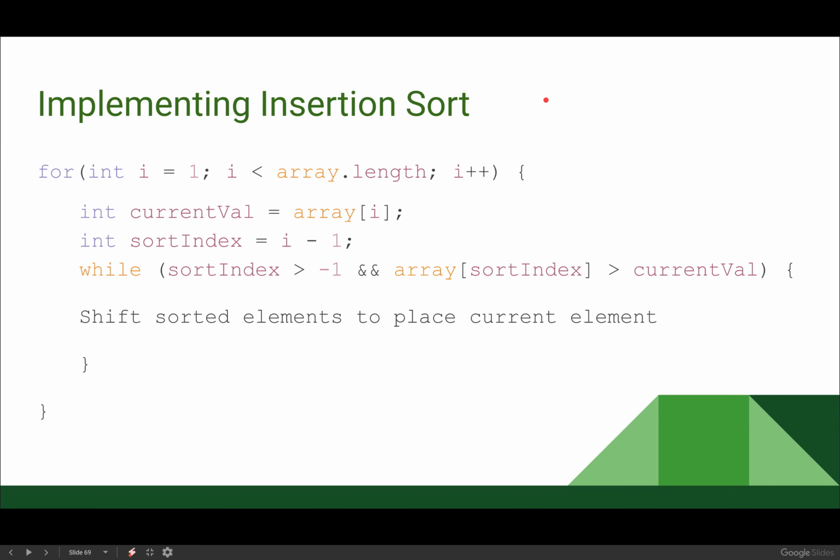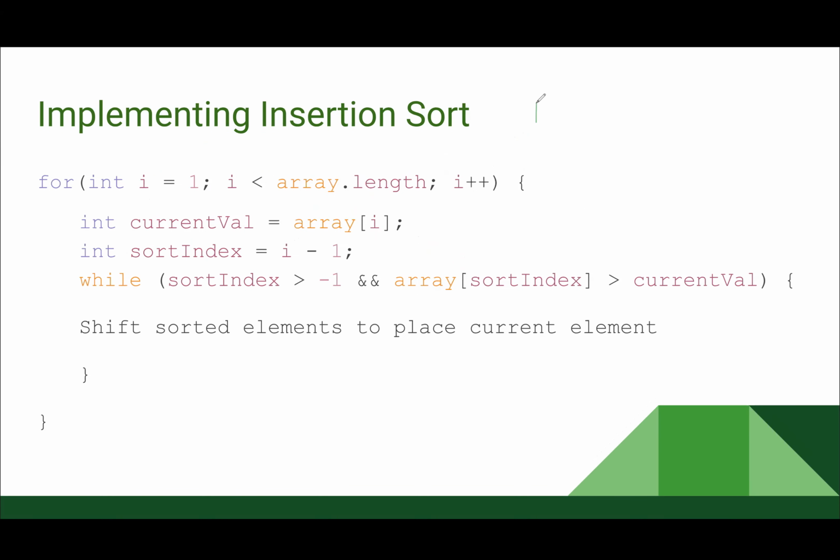So let's say I have 1, 3, 9, 8, 7, for example. So let's say we have already sorted those two into place. We're looking here. Current val is going to equal 9, and our sort index is going to equal I minus 1. We're going to assume that I minus 1 is our place we want to place our value.